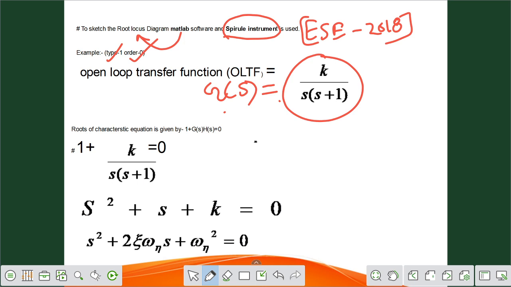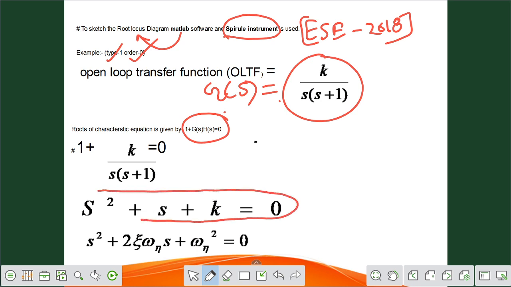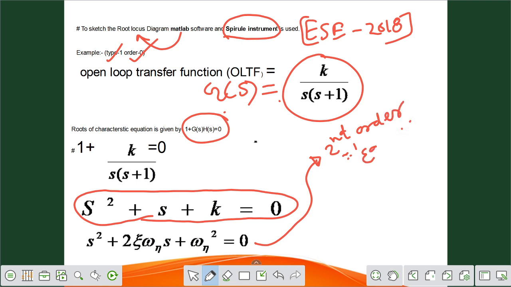Now, the characteristic equation is written as 1 plus G(s)H(s) equal to 0. If I calculate 1 plus K upon s(s+1) equal to 0, this becomes s squared plus s plus K. This is the representation of the characteristic equation. What is this? This is a second order equation.